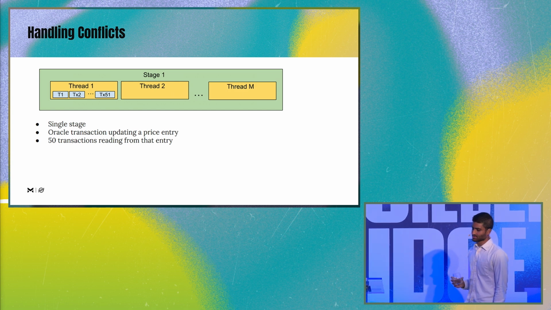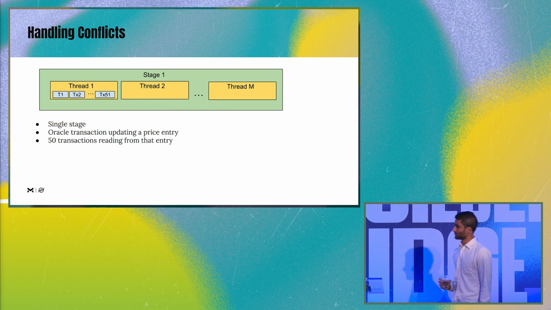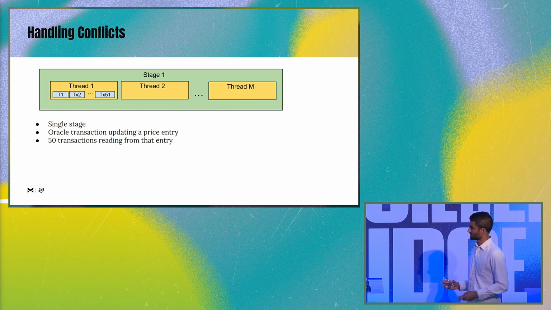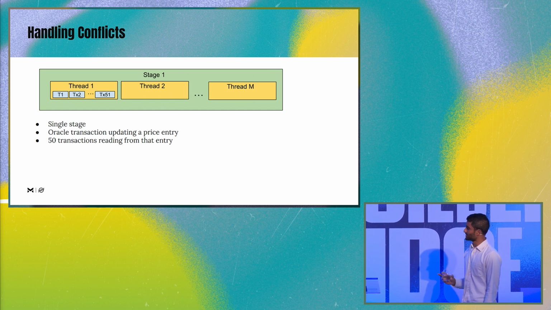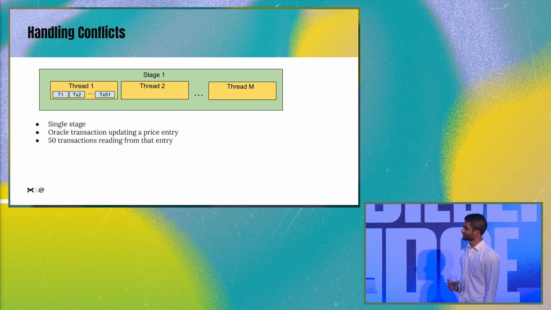To demonstrate why we use a stage structure, let's look at this example with only one stage. We have an Oracle transaction that updates a price entry, meaning it writes an entry. And then we have 50 transactions that read from that same entry. As you can see, all 51 transactions have to be run serially because of a read-write conflict due to that write. This is unfortunate because without that one transaction, the other 50 transactions could be parallelized.